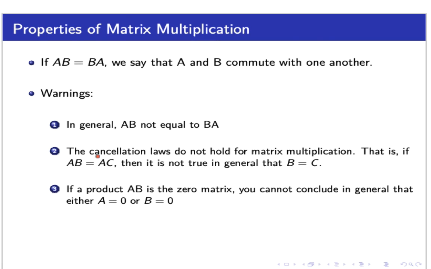First, in general, if I multiply A with B, it may or may not be equal to B times A. We have already seen that before in our examples. Second, cancellation laws do not hold for matrix multiplication. That is, if I have two matrix products that are the same, having the same common matrix, B is not equal to C, as in that example we just did. Third, the product of two non-zero matrices can become a zero matrix. So the zero factor property is not satisfied in matrix multiplication.